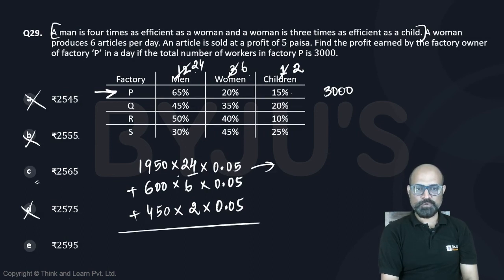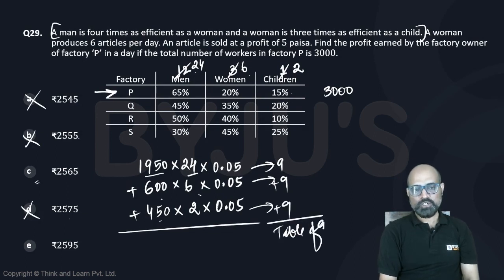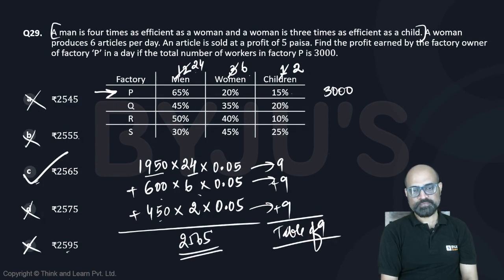This is in the table of 3 and 3. So this is in the table of 9. 3 and 3. This is also in the table of 9. This is also in the table of 9. So my final answer should be in the table of 9. So 2595, this was in the table of 3. Remember, this is 21. So 2565 makes sense. If we will add all of this, we will get 2565 only. So C is our answer.